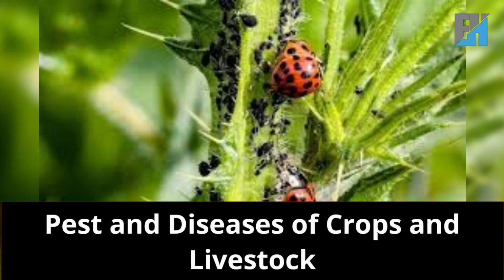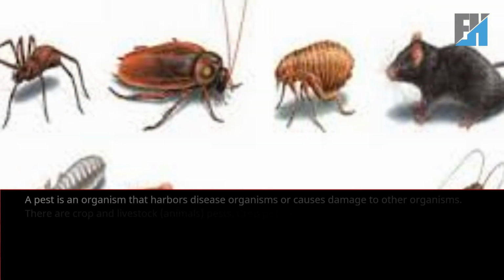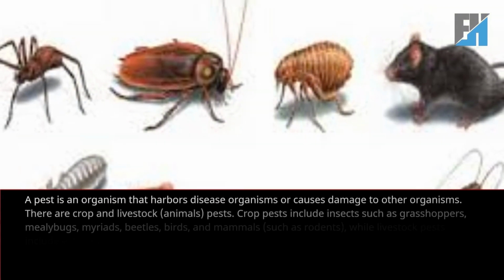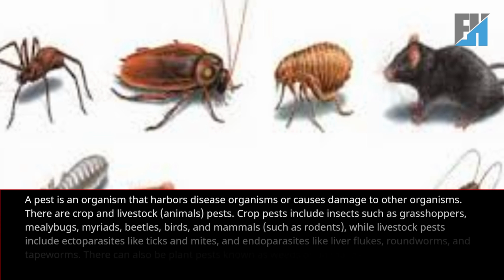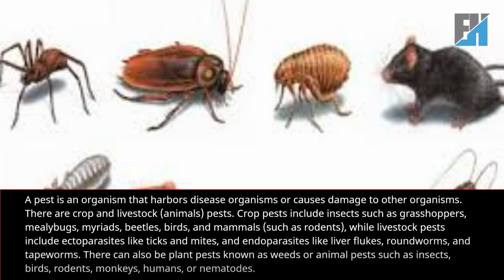In today's topic we would be discussing pests and diseases of crops and livestock. A pest is an organism that harbors disease organisms or causes damage to other organisms. There are crop and livestock animal pests.